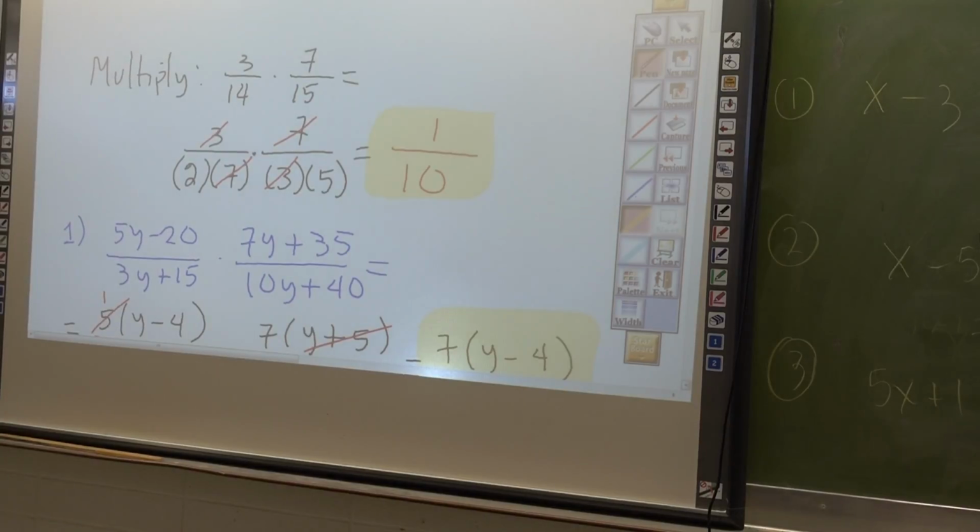Okay, guys, so this is the second part of the notes. Go to the second part of the notes: multiply and divide rational expressions, okay?